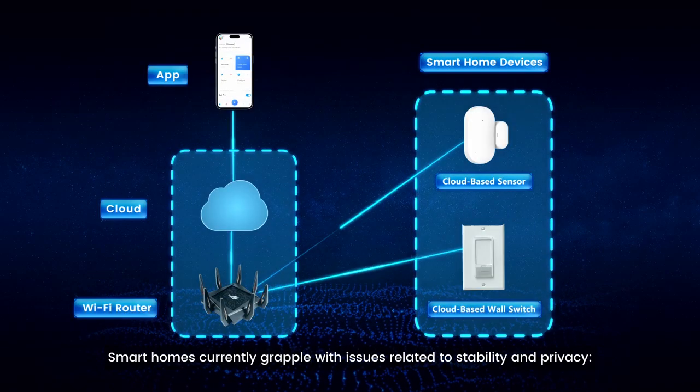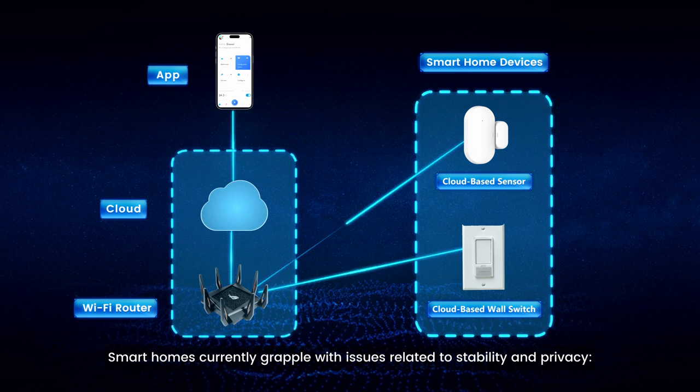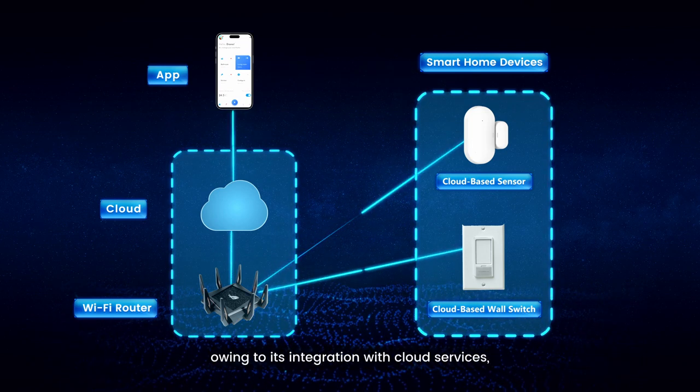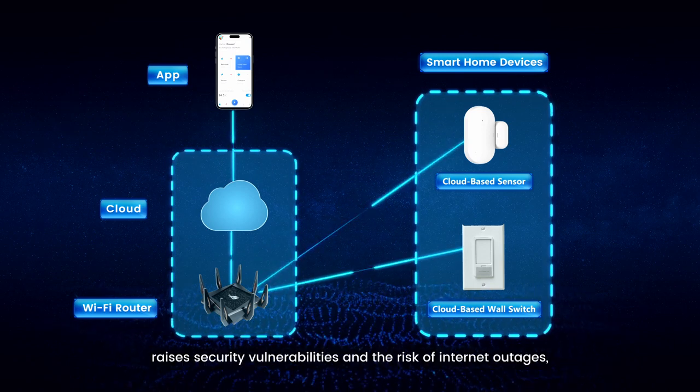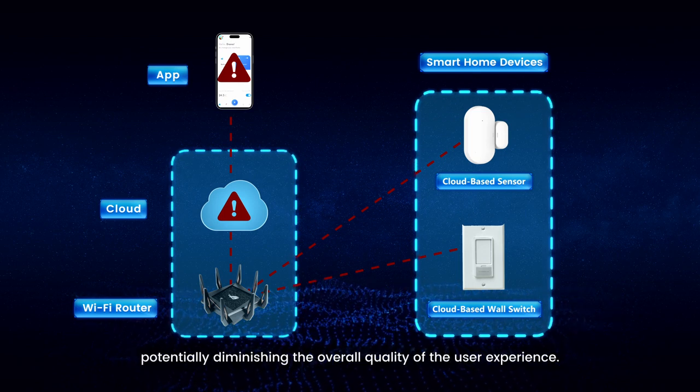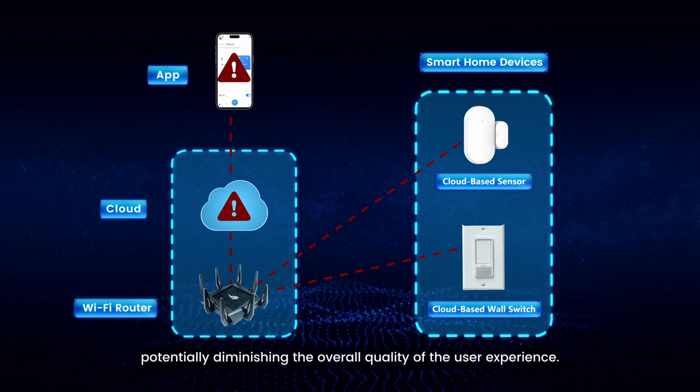Smart homes currently grapple with issues related to stability and privacy. The dependency of device data on consistent network connectivity, owing to its integration with cloud services, raises security vulnerabilities and the risk of internet outages, potentially diminishing the overall quality of the user experience.